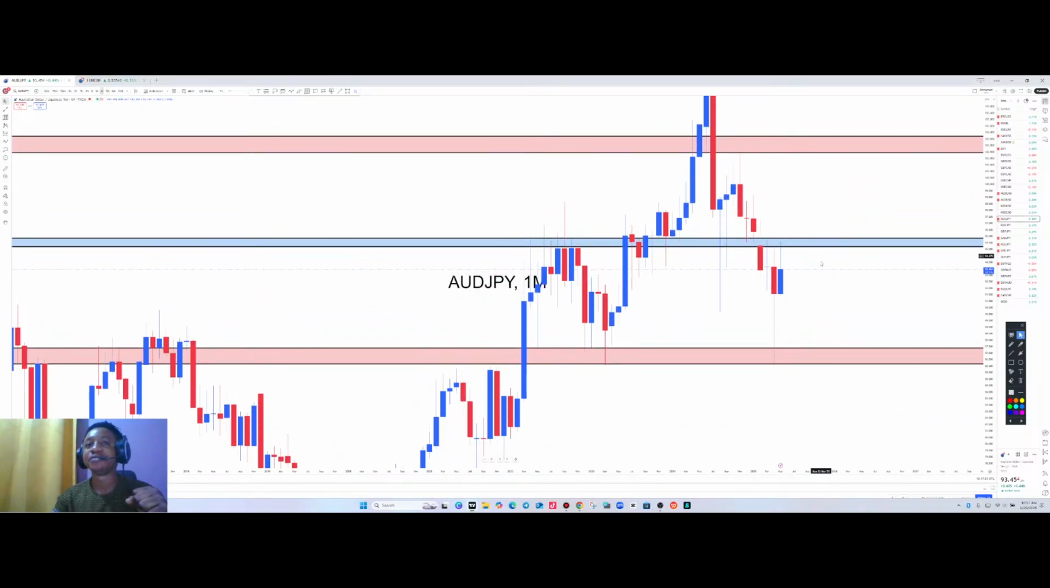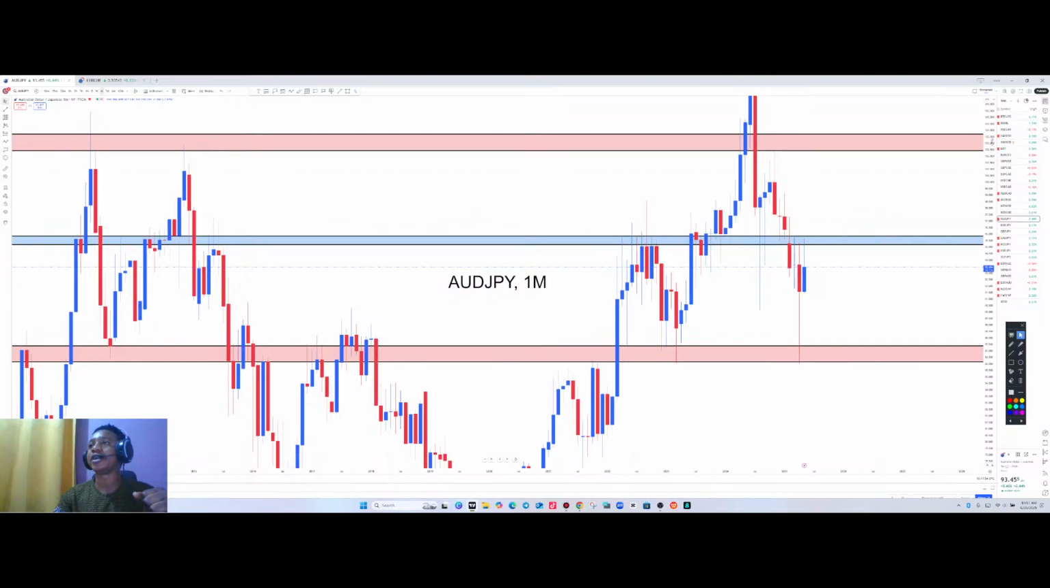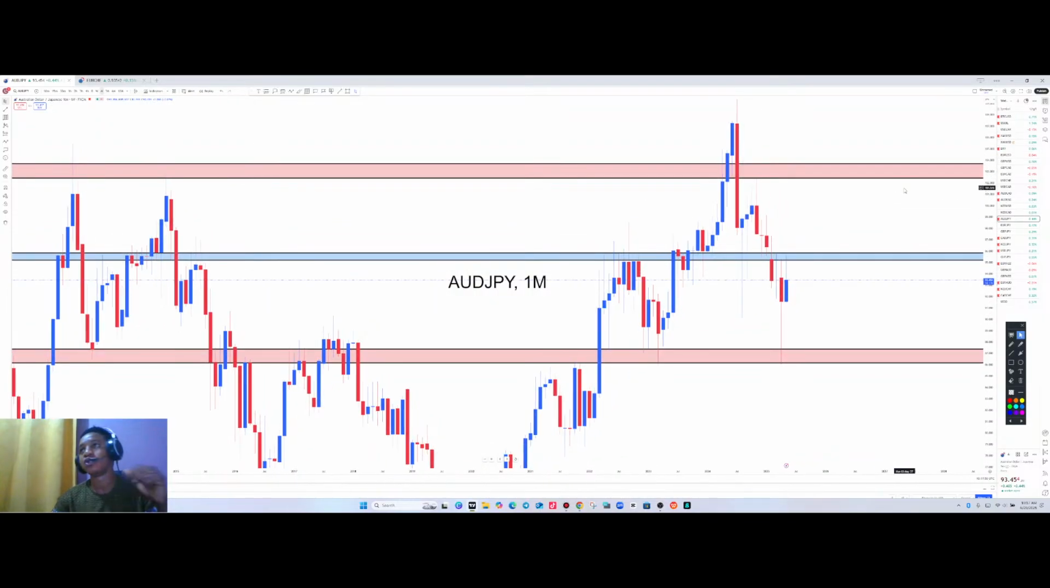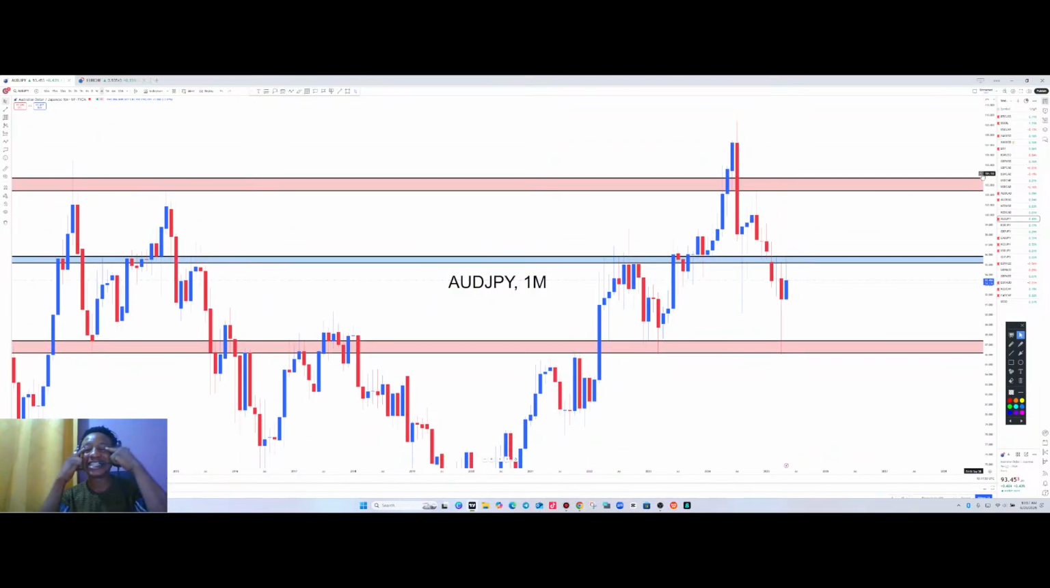Okay, so this is the monthly time frame of AUDJPY. Now, AUDJPY on the monthly time frame, we now know where price can go based on how we are seeing now. So I always say that, look and see. Don't only look, but look and see. So this is the monthly time. We have the monthly mid-range zone over here.